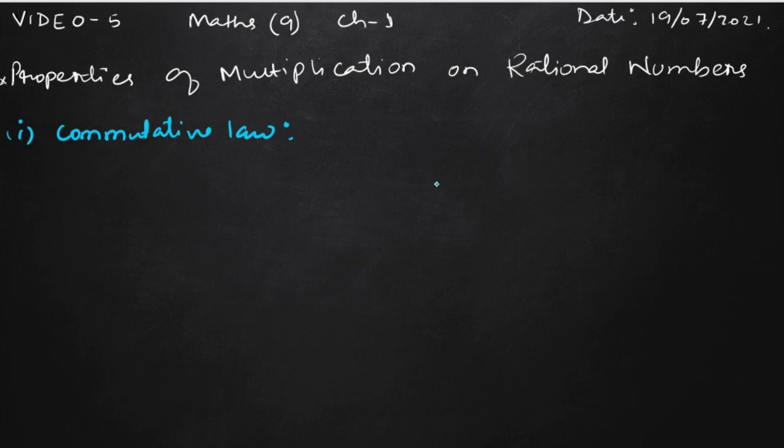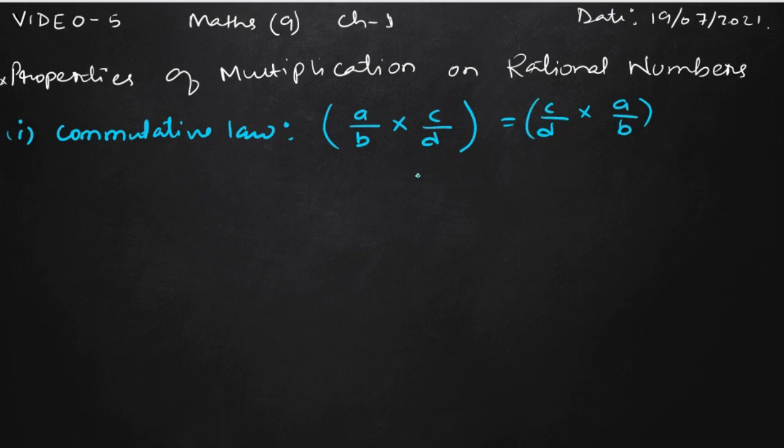It states that if we have two rational numbers a by b and c by d, then the commutative property says that a by b into c by d can be written as c by d into a by b also. The result will be the same if you multiply a by b into c by d, or c by d into a by b.